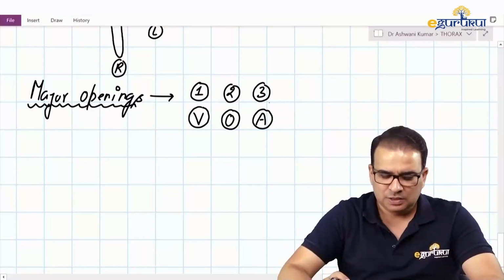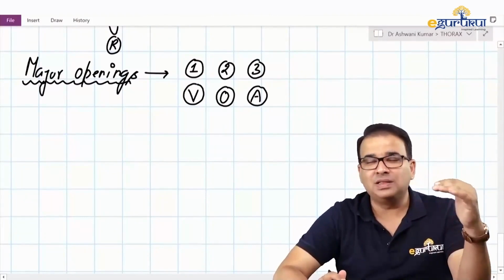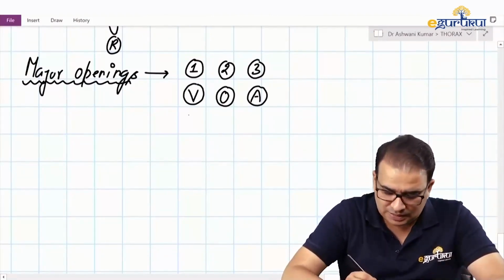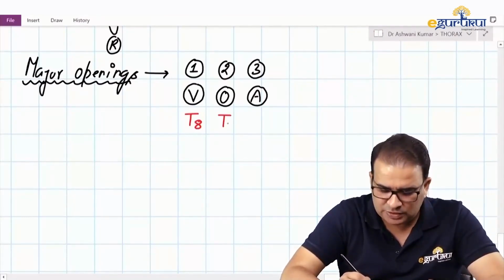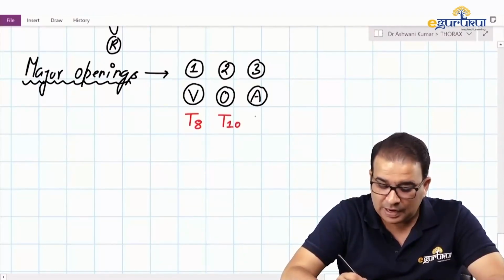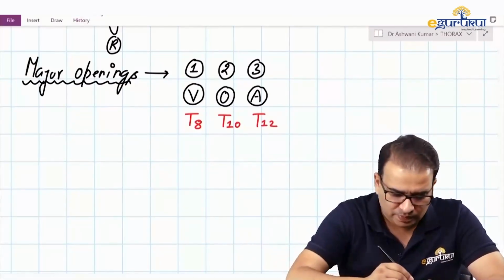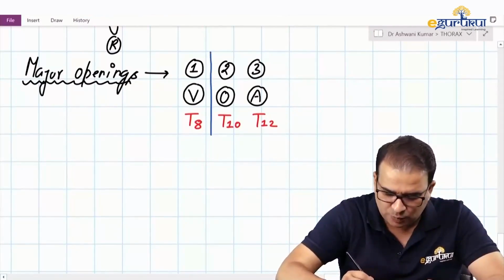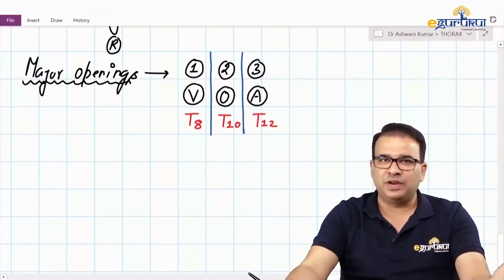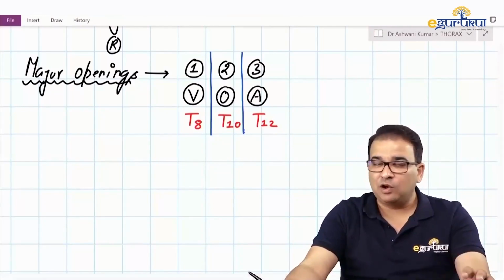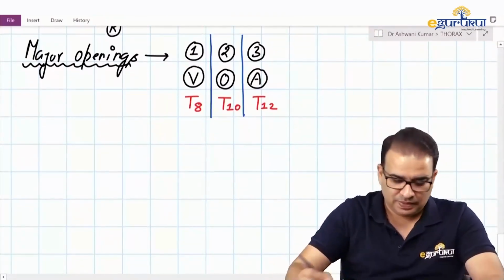I'm going to write that again. You don't have to write it here. So vena caval, esophageal, aortic opening. And the level at which they open in the diaphragm can be remembered like this: vena cava opening is at the level of T8, esophageal opening is at the level of T10, and aortic opening is present at the level of T12. 8, 10, 12. So this is how you can remember the three major openings briefly. That's vena cava, esophageal, aortic opening, and their level on the diaphragm is T8, T10, and T12.